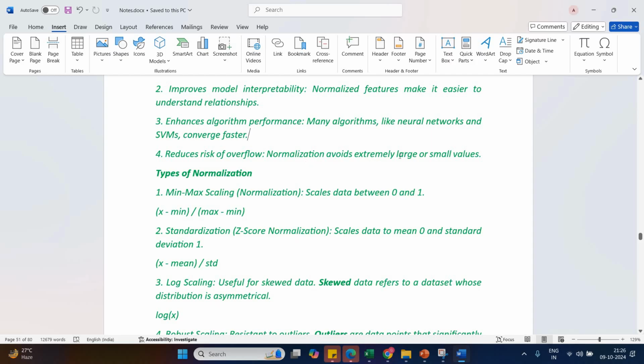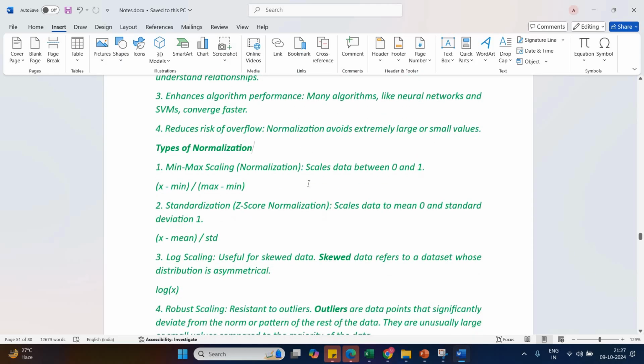Reduce risk of overflow. Normalization avoids extremely large or small values. The same thing, it should not go to the very low side, or to the very high side. For example, some person's age is 18 or 19 years, and for the same person the salary is around 2 lakhs, or 2 million, whatever, right? In that case it becomes an issue of overflow. So normalization avoids extremely large or small values, so it reduces the risk of overflow.